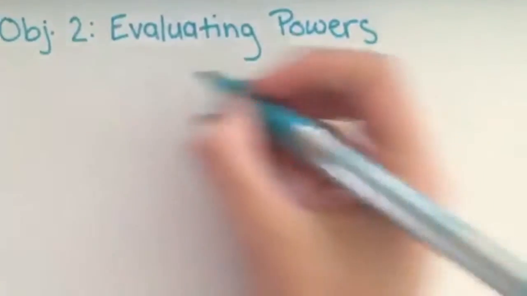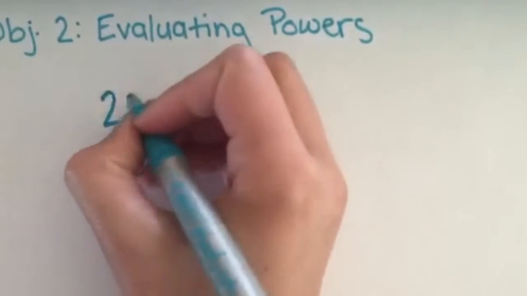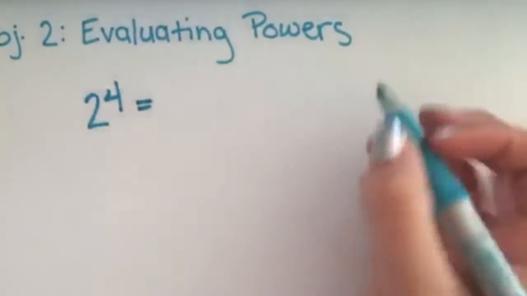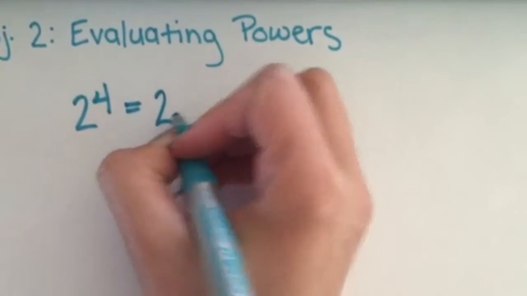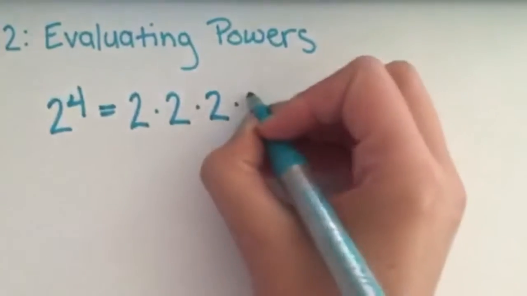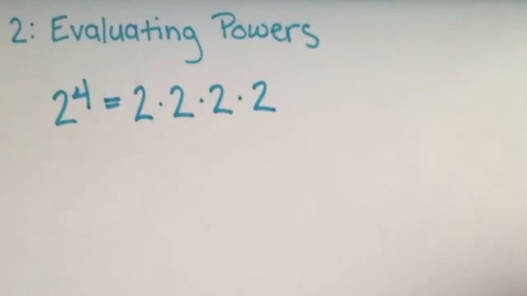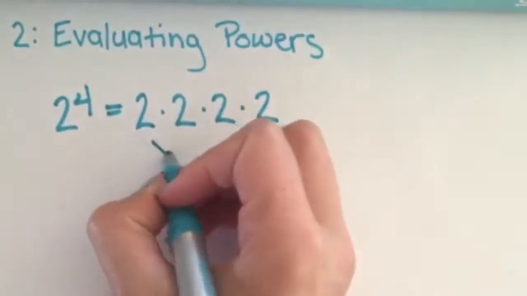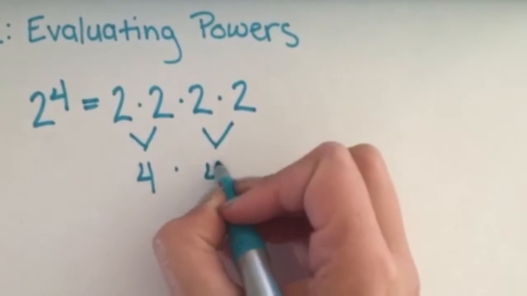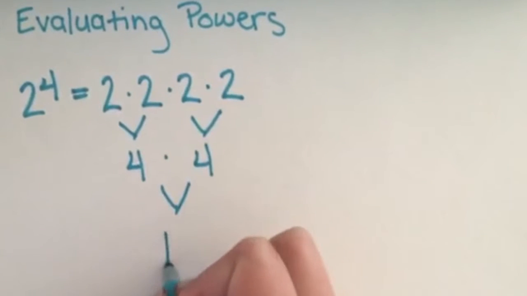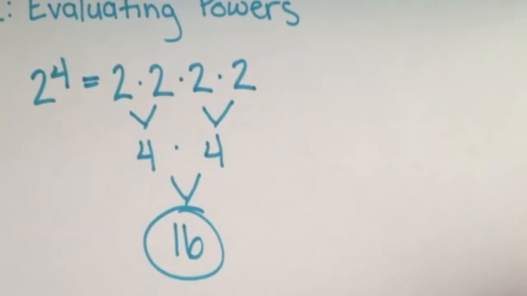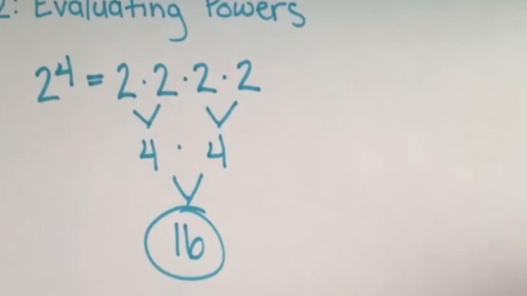Let's look at the power 2 to the 4th. The first thing that you do is write this in expanded form. So 2 times 2 times 2 times 2. After this, you can just multiply as normal. So 2 times 2 is 4, times 2 is 8, times 2 is 16. And that is your answer for evaluating the power 2 to the 4th.